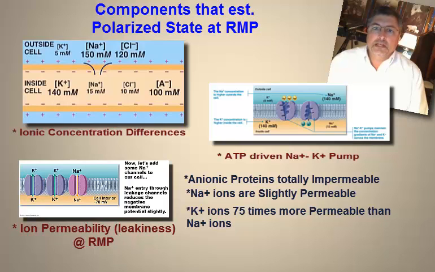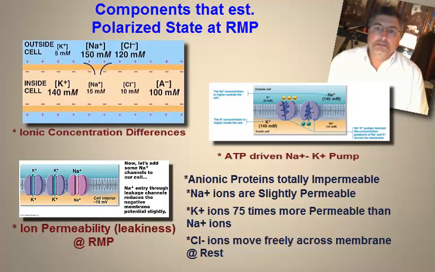And finally, those chloride ions are going to move freely at rest. Remember, you've got about 120 millimolar concentration on the outside, only 10 on the inside, so they're going to move inward at rest, bringing with them their negative charge. So the fact that we have concentration differences, the fact that we have the impermeable anionic protein, the fact that we are pumping more sodium out than we bring potassium back in, and the fact that potassium and chloride are much more leaky than sodium, results ultimately in a resting state in which the outside surface is going to be positive in respect to the inside surface.